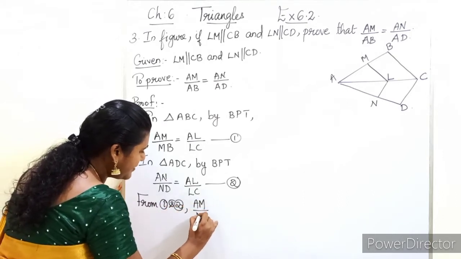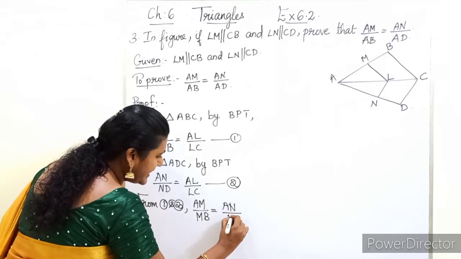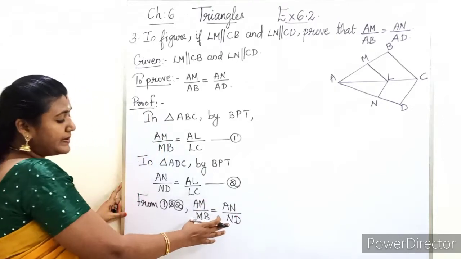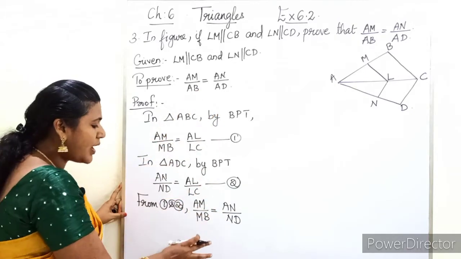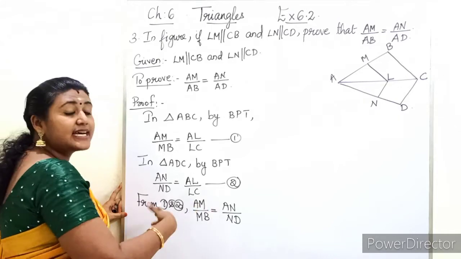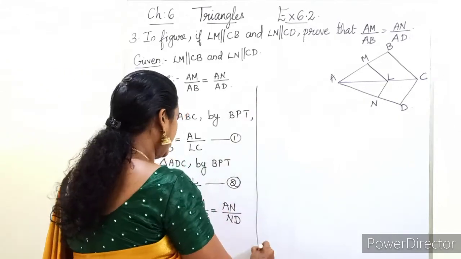AM by MB is equal to AN by ND. But this is not the condition we need to prove. So we have to do few more steps. Okay, so what we have to do next? We will take a reciprocal of this expression. So taking reciprocal.